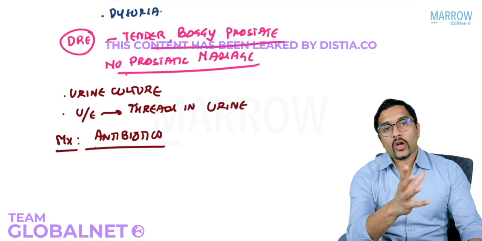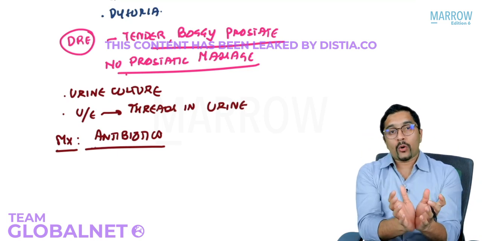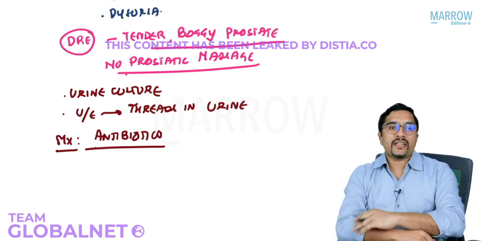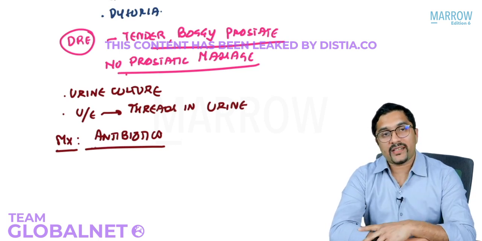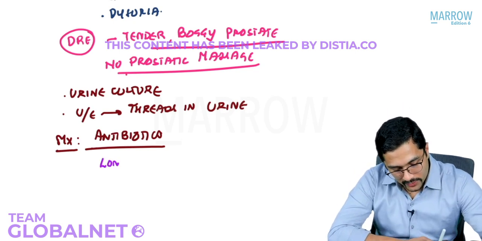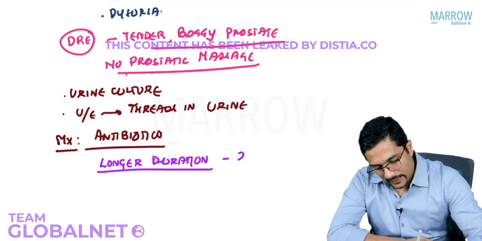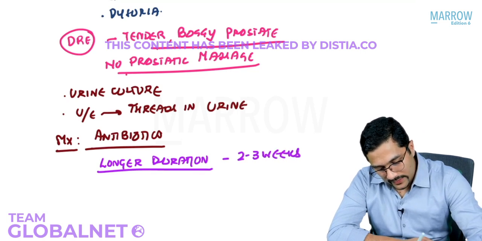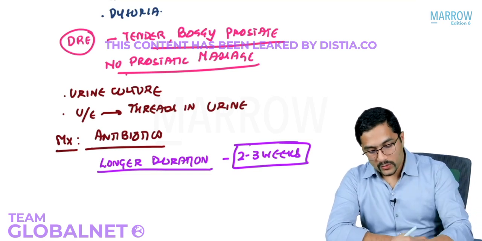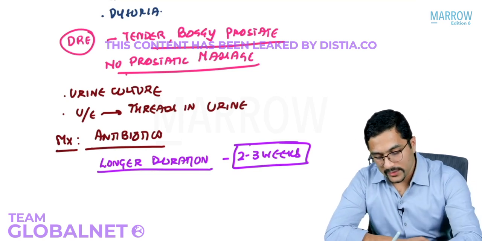And you must have been taught by Dr. Ranjan in pharmacology that because of the prostatic capsule, I spoke about the prostatic capsule, antibiotics don't penetrate the prostatic gland easily, which is why antibiotics need to be continued for a longer duration. We need to give these antibiotics for at least 2 to 3 weeks in order to treat this condition. So this was regarding acute prostatitis.